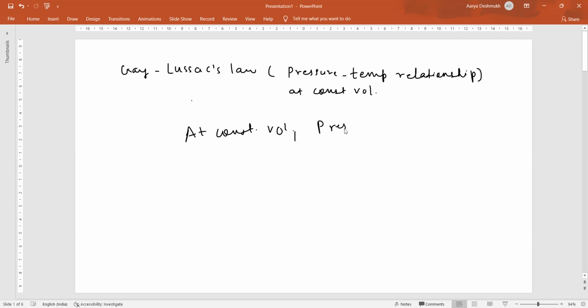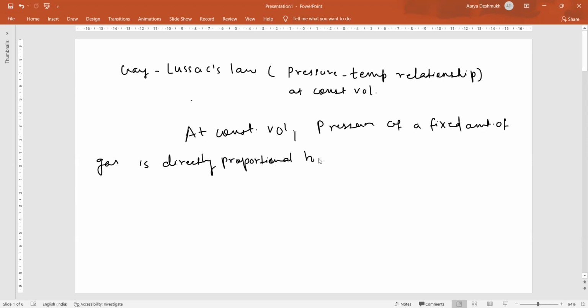pressure of a fixed amount of gas is directly proportional to its absolute temperature. Capital T means P is directly proportional to T. Now remember here, in this case, the volume is kept constant.